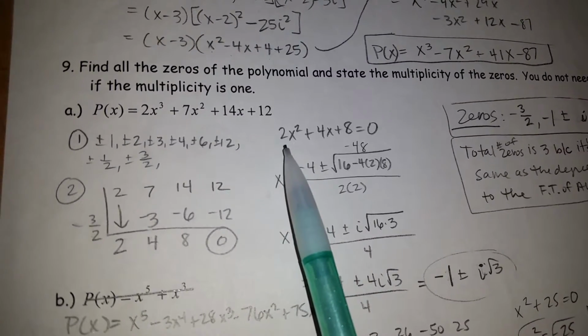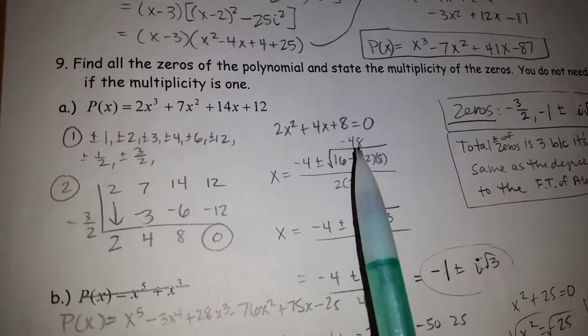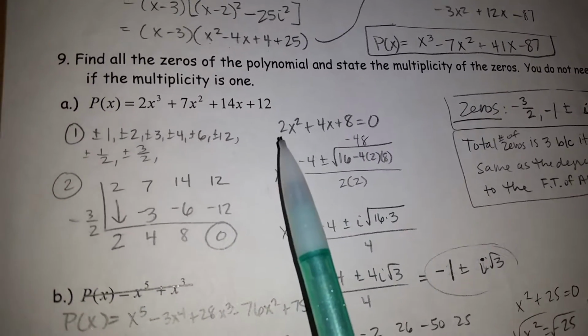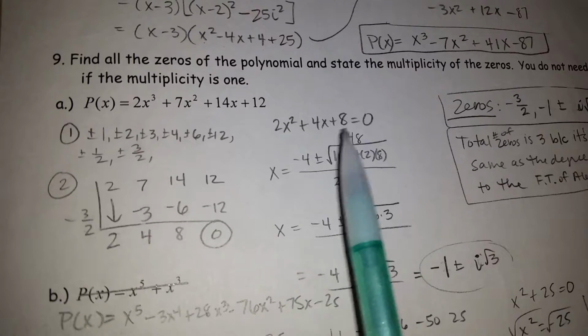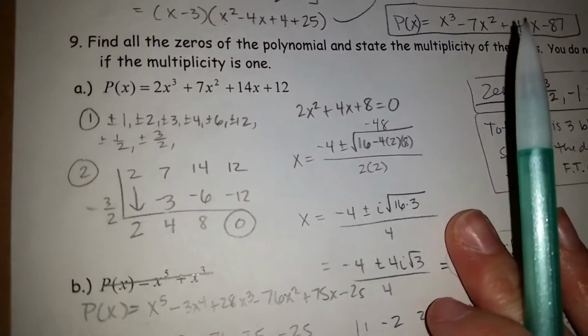So when I write this out, I have 2x squared plus 4x plus 8. You can go ahead and plug this into the equation how it is, or if you notice that 2 goes into all of them, you can divide by 2, and that's going to make your simplifying easier.